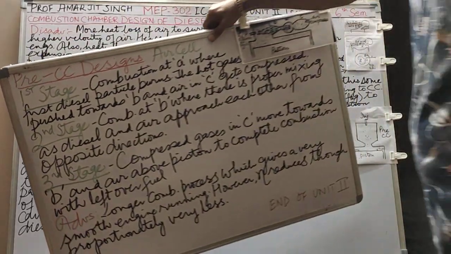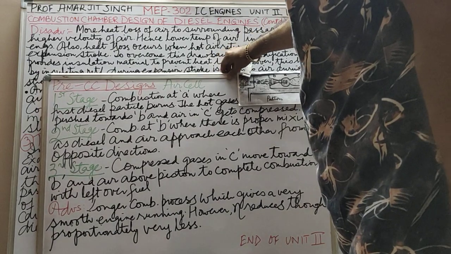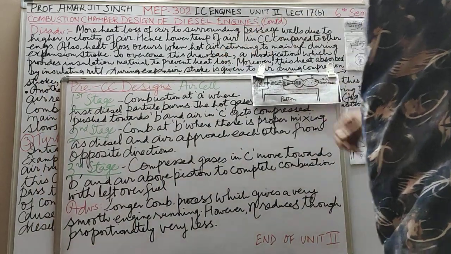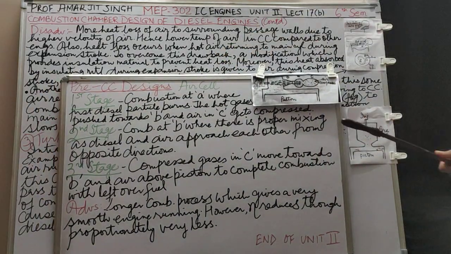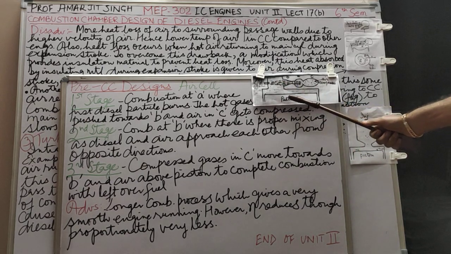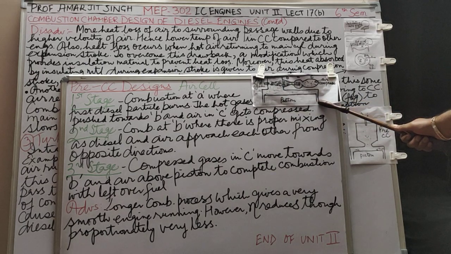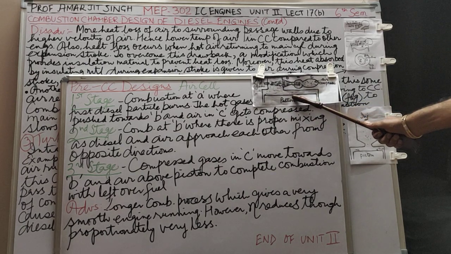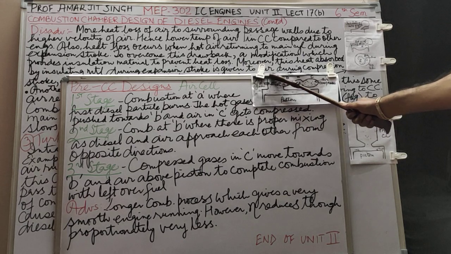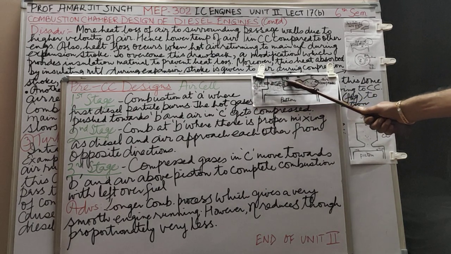Now let us have a look at some other pre-combustion chamber designs. It's called ASL. Let me explain the figure first. This is the cylinder, this is the piston, and there is a projection above the cylinder. The injector is here, and there are 3 sections.